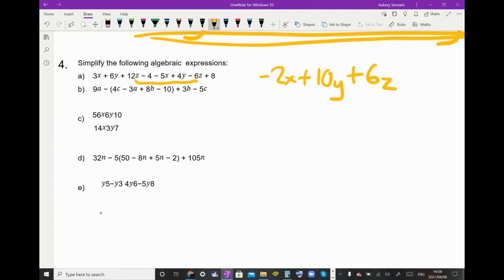Okay, then we have these two numbers. Negative 4 plus 8. So we then have a plus 4. Okay, is there anything else we can do to this?